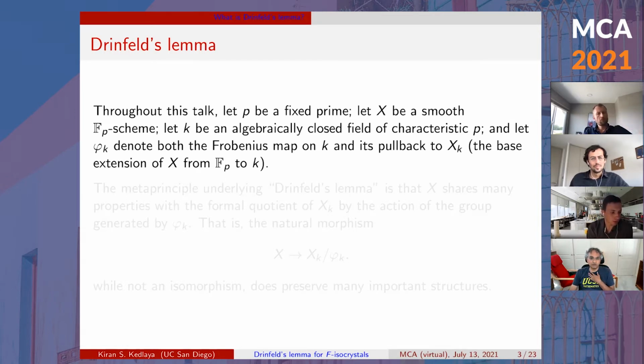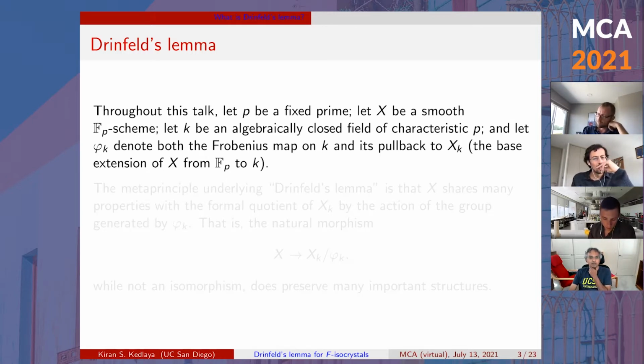k is going to be an algebraically closed field of characteristic p, and phi_k will, well, sometimes it will denote the Frobenius map on k, but most of the time it will denote a map on X_k, the base extension of X from F_p to k, which is the map that acts trivially on X and was Frobenius on k. You can think of this as some sort of relative Frobenius if you want. In this business, it's customary to call this a partial Frobenius, because X_k is the product of X and k over F_p, and phi_k is performing Frobenius on the k factor, and it's the identity on the X factor. So that's the sense in which it's a partial Frobenius, and you'll hear me using that term as we go along.